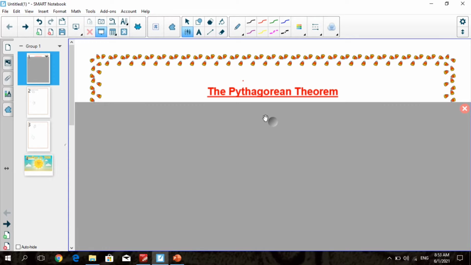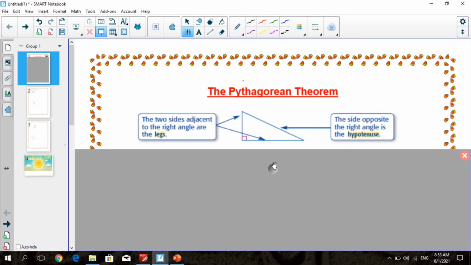Okay? First of all, our theorem today talks about the right triangle, okay? So our lesson today is about the right triangle. You need to know that the side opposite the right angle is called the hypotenuse, okay? So this side opposite of the right angle is called the hypotenuse. And you need to know that this side is the longest one in the right triangle, okay? The other two sides are called legs, okay?